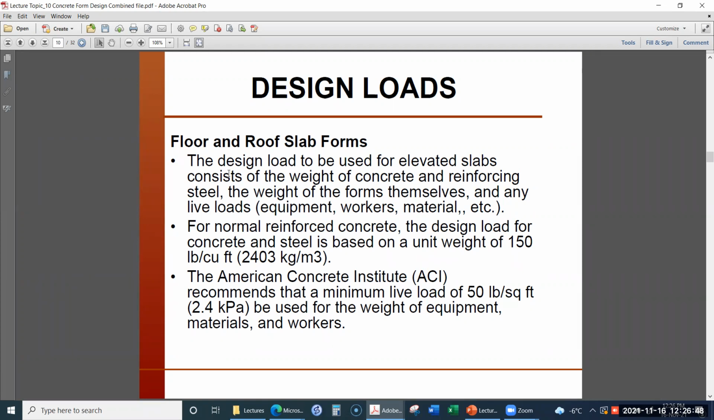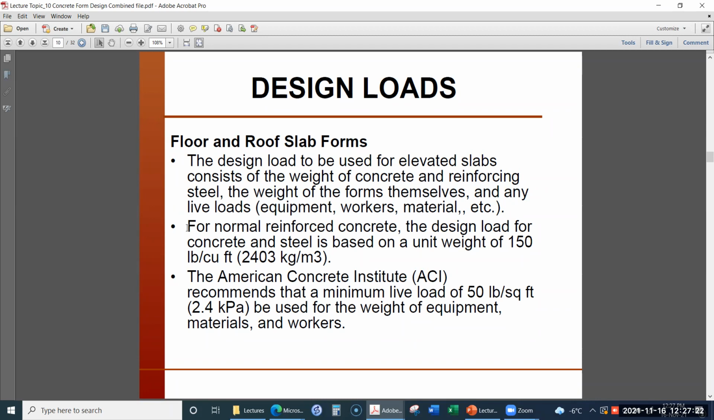That vertical pressure will come from whatever weight the form is supporting. So the design load to be used for elevated slabs consists of the weight of the concrete and reinforcing steel, the weight of the forms themselves, and any live loads: equipment, workers, materials, etc. Okay. So now let's consider these different loads one by one.